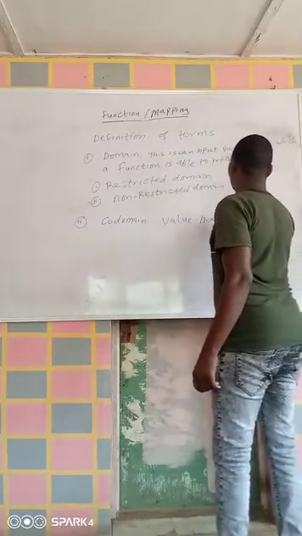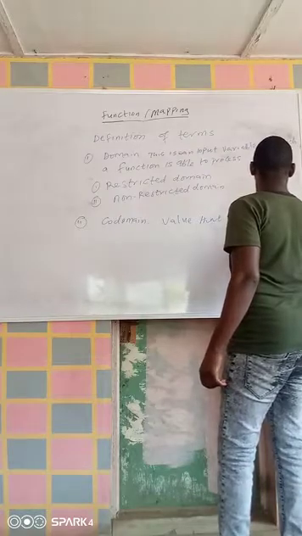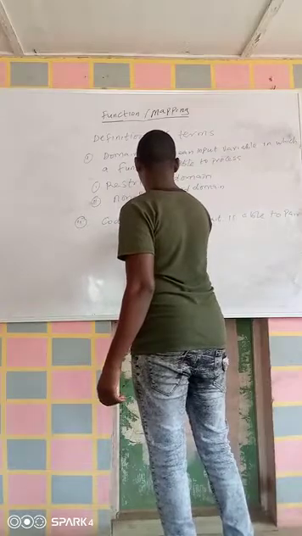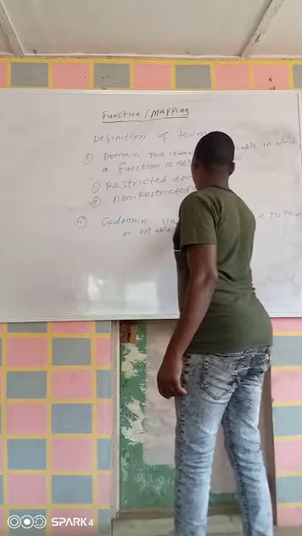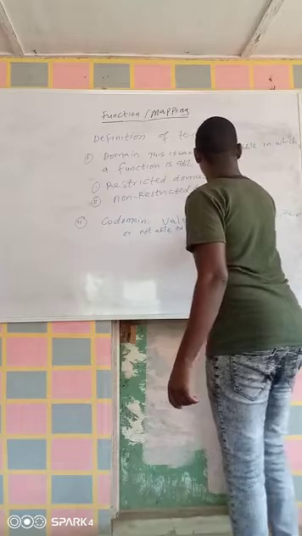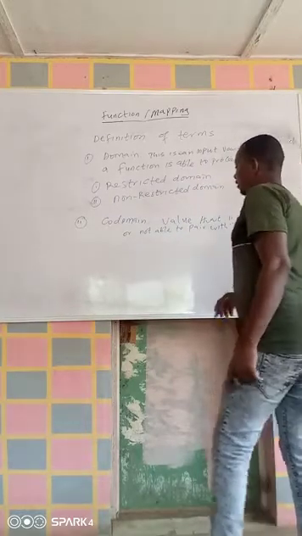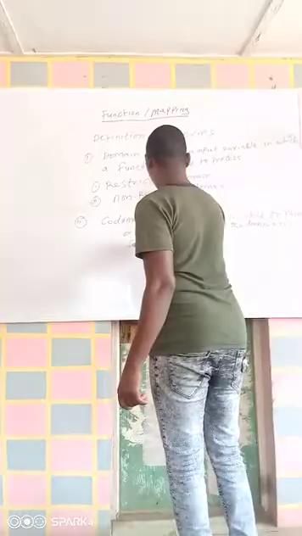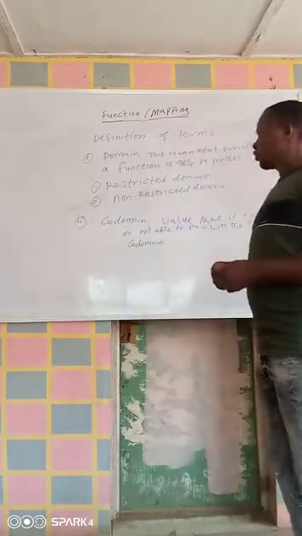So the value that is able to pair or not able to pair with the domain is a codomain. Okay, so that is codomain for you.